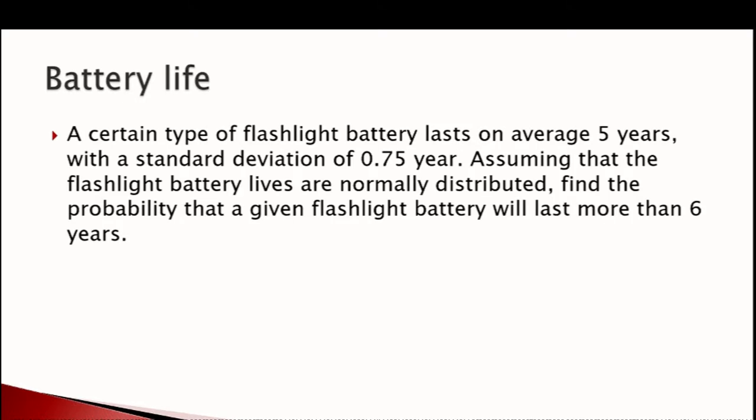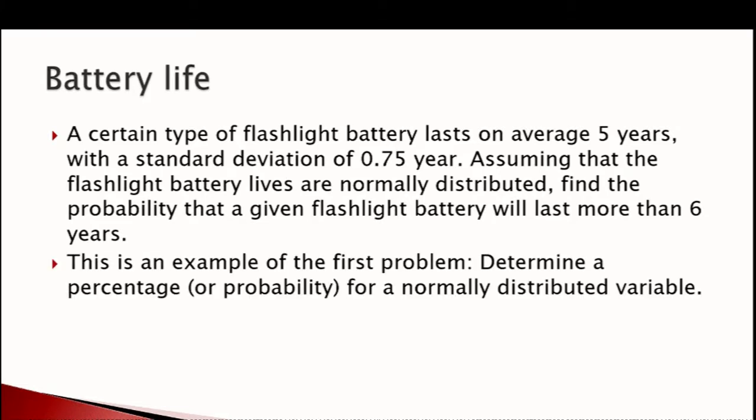A certain type of flashlight battery lasts on average 5 years with a standard deviation of 0.75 year. Assuming that the flashlight battery lives are normally distributed, find the probability that a given flashlight battery will last more than 6 years. So it's very important that you can identify this is the example of the first problem: determine a percentage or probability of a normally distributed variable.